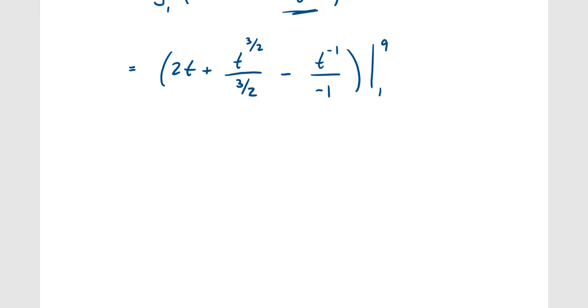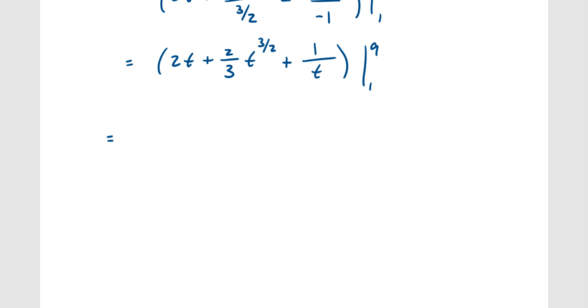So before we evaluate this, let's go ahead and simplify one more time. Instead of dividing by 3/2, you can multiply by 2/3. Dividing by something and multiplying by the reciprocal are the same thing. And dividing by a negative, or subtracting and then dividing by a negative, will cancel to a positive. And t to the -1 we can rewrite as 1 over t. Okay, let's go ahead and plug in now, upper bound minus lower bound.